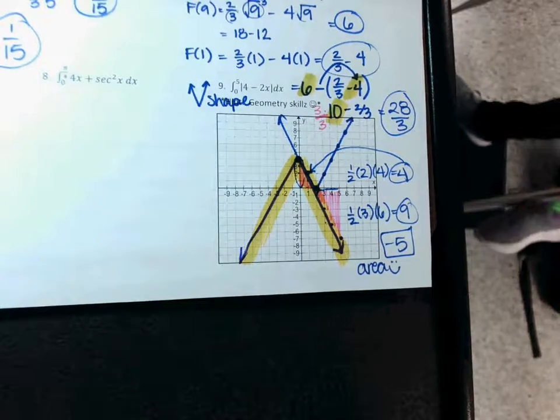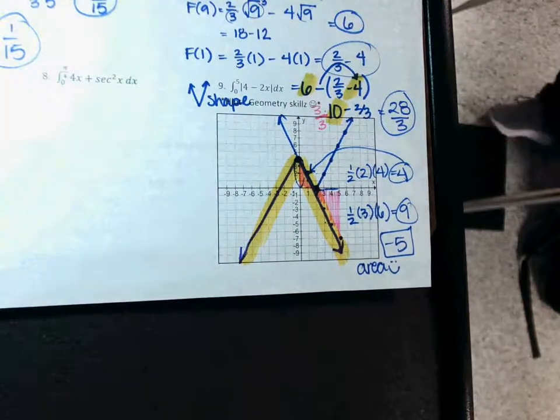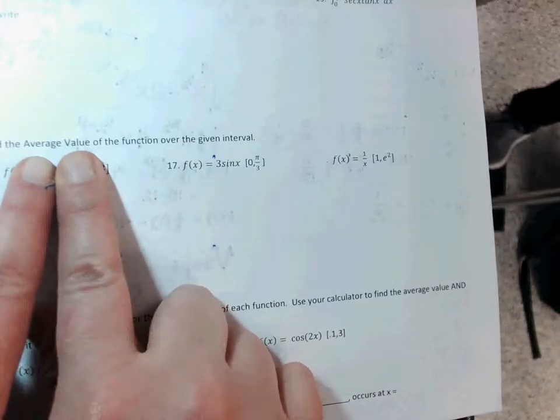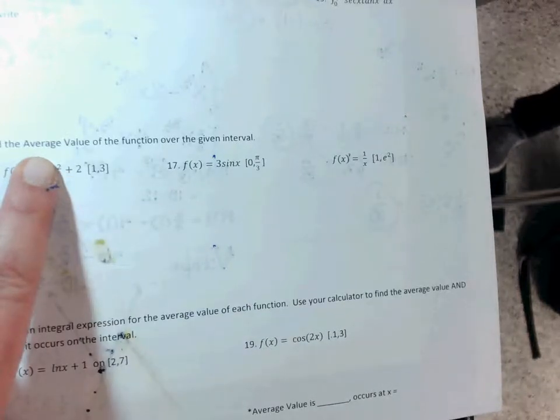You will not get a new homework though tomorrow. The homework that you have is, so look on the back, what we didn't cover is average value. So when you get to here, don't do those, because you don't know what that is yet.